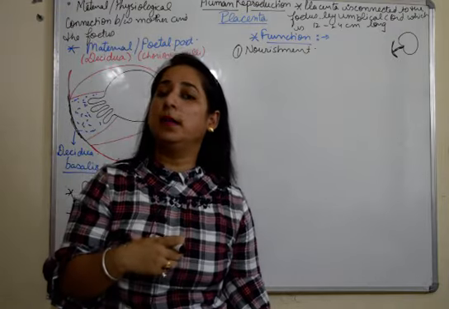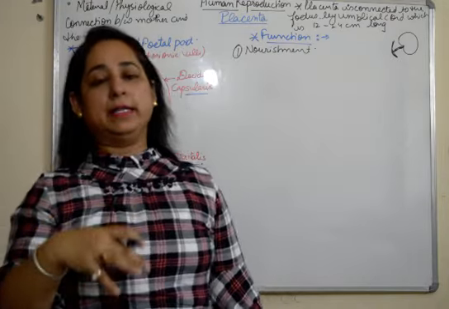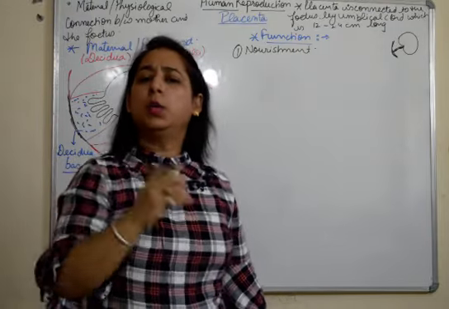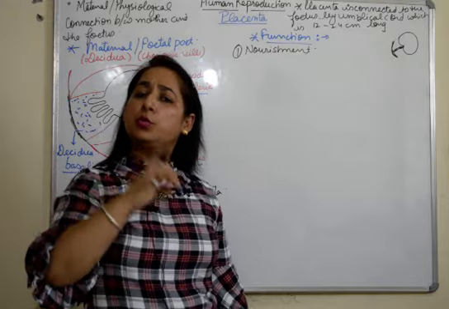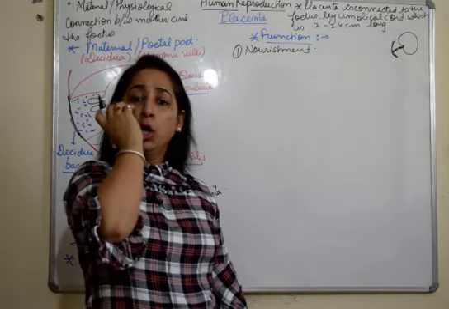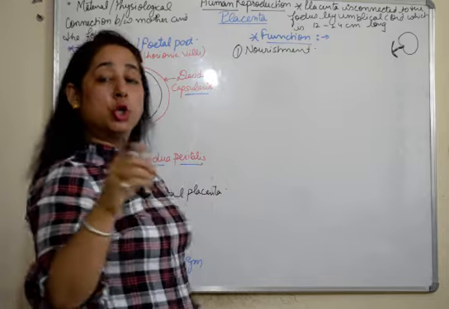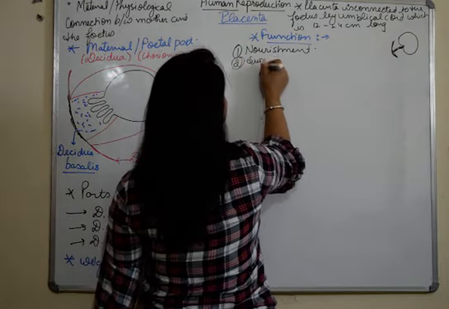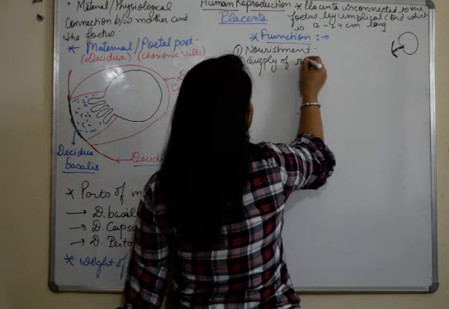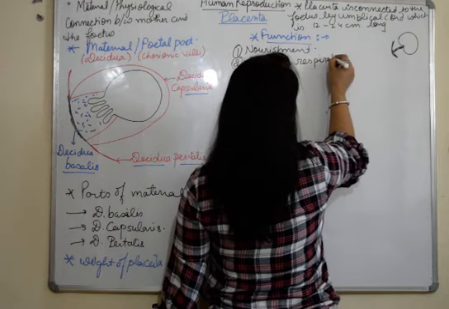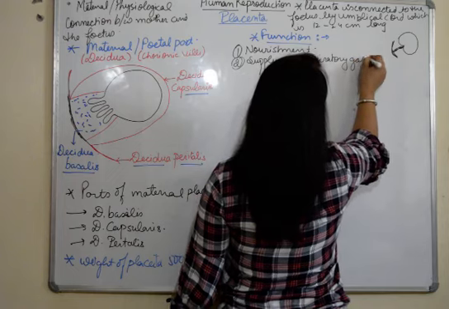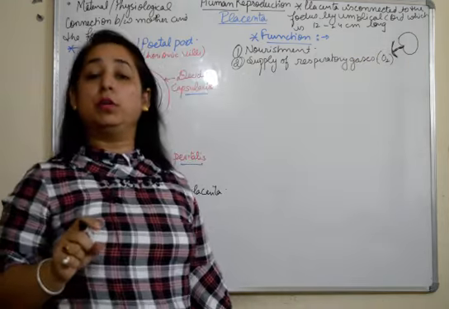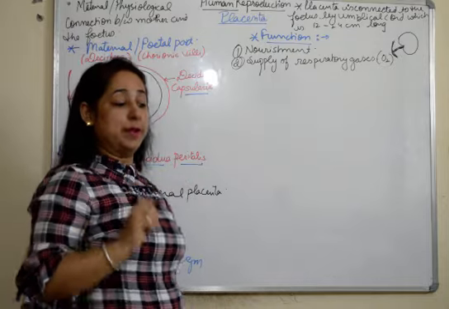The nourishment from the maternal part, the maternal blood, is transferred to the fetus through the placenta. All the glucose and so on is passed or diffused into the fetus so that it can grow. It gets that energy for its growth. Next is supply of respiratory gases. That means oxygen is also diffused into the fetus through the placenta. So these are its two main roles.